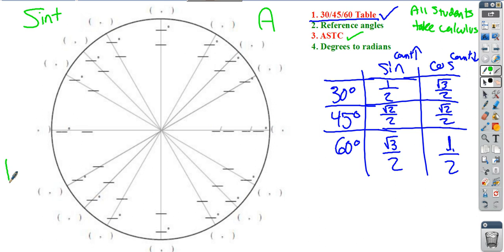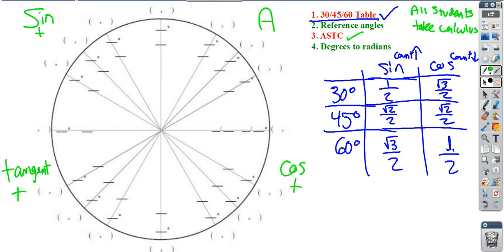All students take calculus. The T is down here. T stands for tangent. Tangent is positive right there, and you'll see why momentarily. So all students take, and then this last one is calculus. Cosine is positive here. All students take calculus just means that in those quadrants that I labeled right there, each function is positive in those respective places.